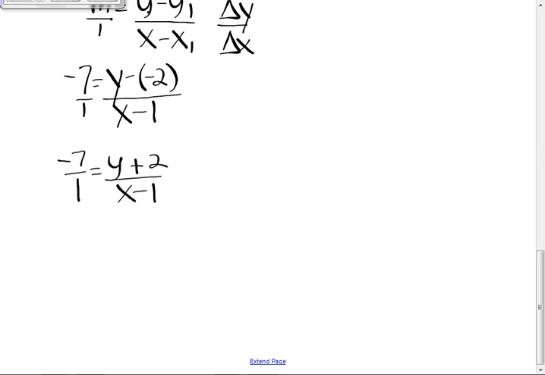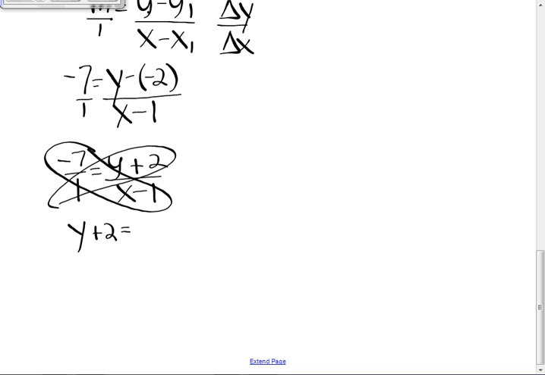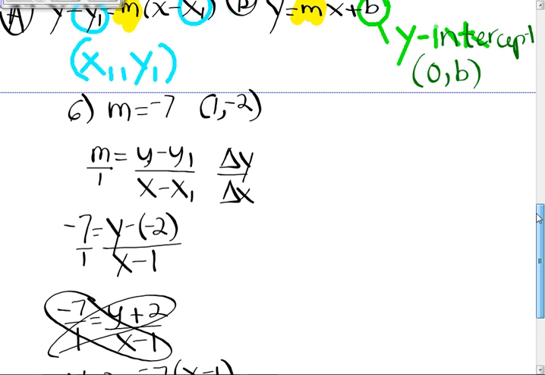Okay. You guys, if I multiply these together, I get y plus 2 equals, and if I multiply these together, I get -7 times x minus 1. Do you want to go further than that? I don't. So why do it? Otherwise, you just have to learn this formula, which is still the same formula. There's no difference. It's y minus y1 equals m. I'm circling what you have to put in for numbers.